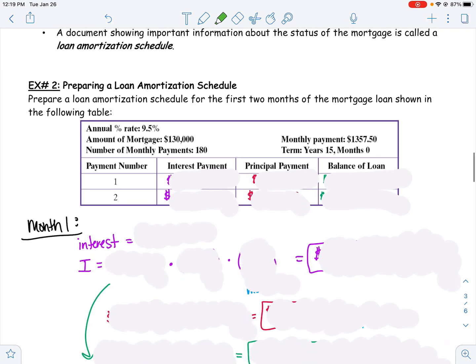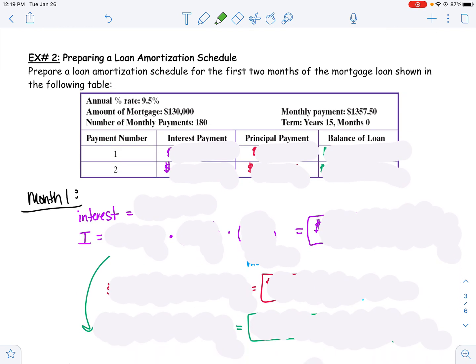So in this example number 2, we're going to prepare a loan amortization schedule for the first 2 months. We're not going to do it for every single month. That would take us forever. But we are going to do it for the first couple months so you can kind of see when you make your payment how much actually goes to interest and then how much goes to your principal.